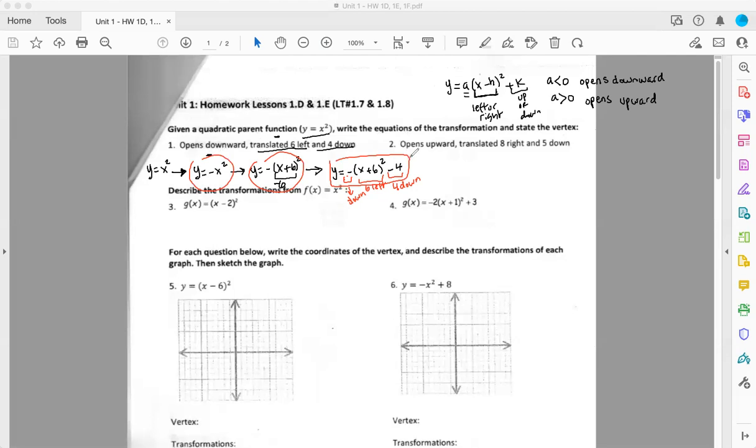Number 2, the question says, again, it's open upward now, translate 8 right. So we're doing the same, we're going to speed it up a little bit. For number 2, we're opening upward, so there's no change. The a is positive.